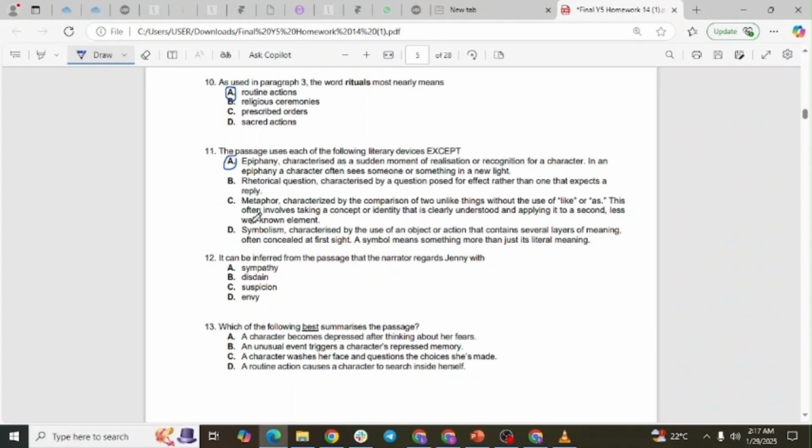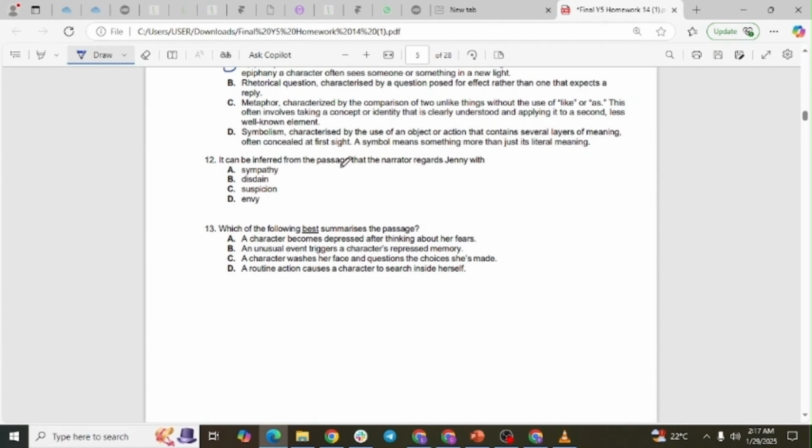Question 12. It can be inferred from the passage that the narrator regards Jenny with A. Sympathy, B. Disdain, C. Suspicion, D. Envy. Answer: A. Sympathy. Explanation: the narrator describes Jenny's anxieties in a way that evokes understanding rather than judgment, suggesting a sympathetic tone. Question 13.